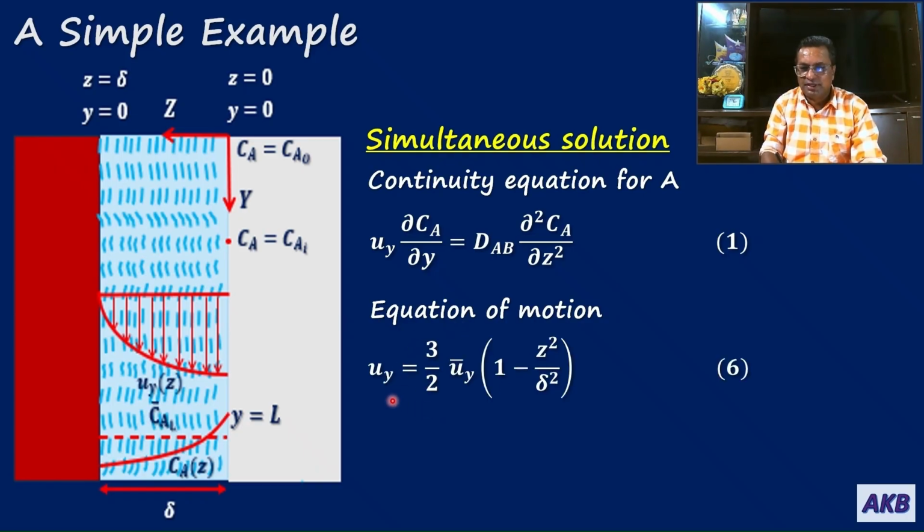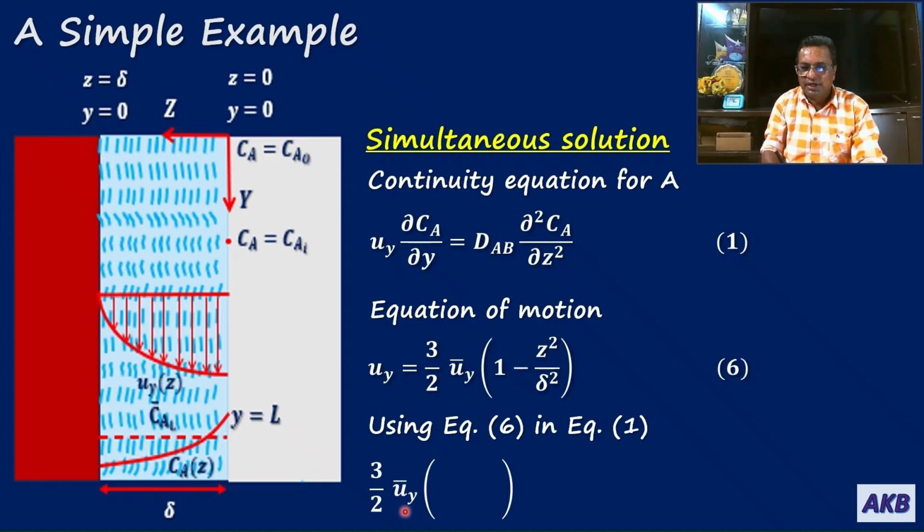Equation of motion gave this resulted in this equation. Uy is equal to 3 by 2 u bar y into 1 minus z square by delta square. That was equation number 6. Now if we use equation 6 in equation 1, that is, we will be replacing uy in equation number 1.